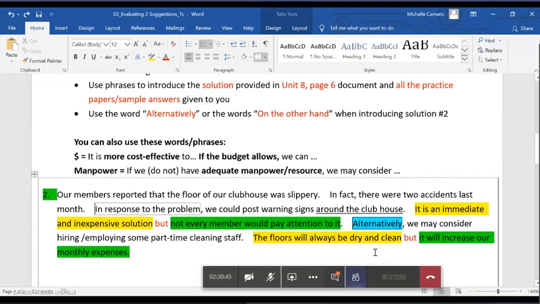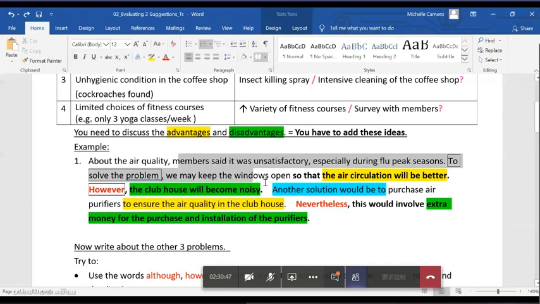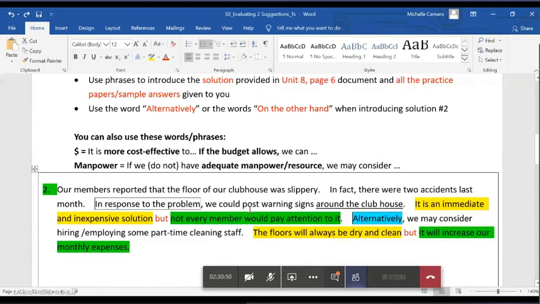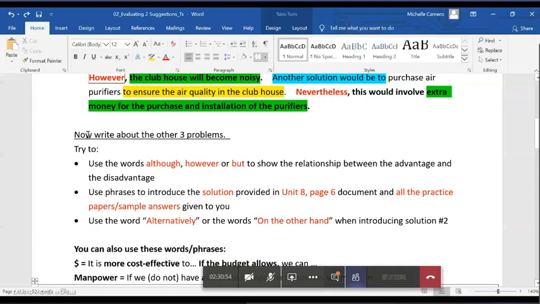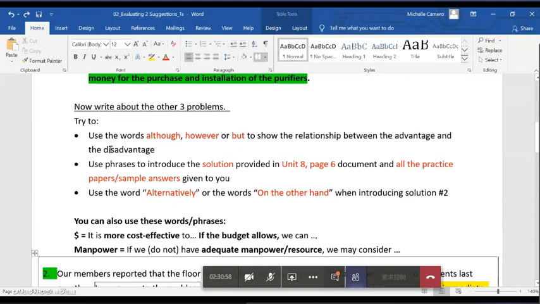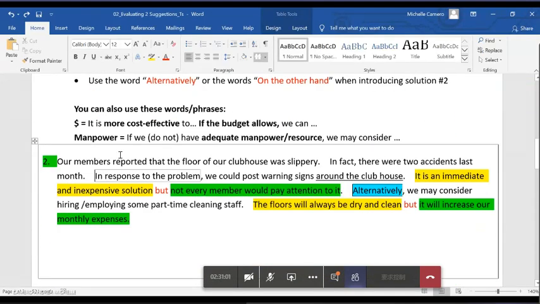All right, what I didn't do is, students, I went from here and then I just jumped down here and started reading the next paragraph. So let me go back and explain a few things. It says, now they write about the 3 other problems. Okay, I'm not asking you to write because we've got limited time, so I'm just reading the answer to you.